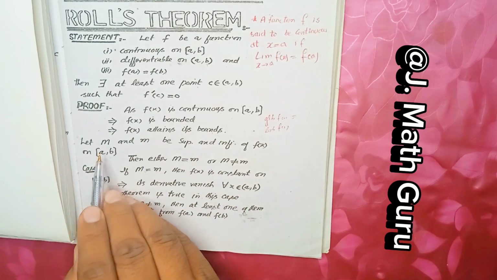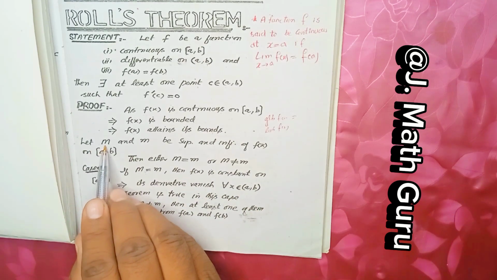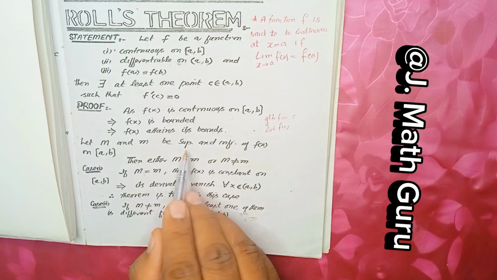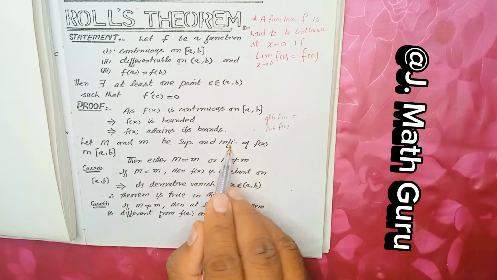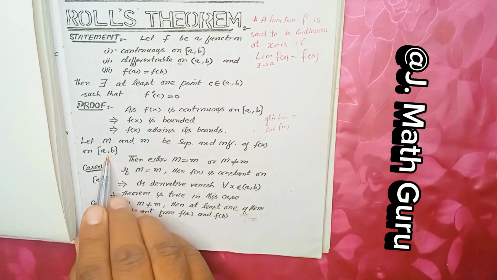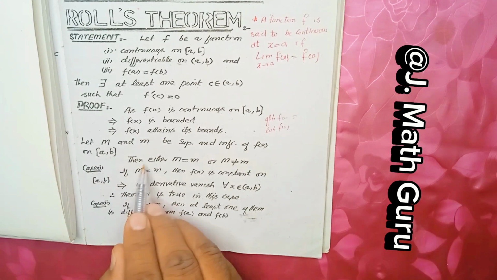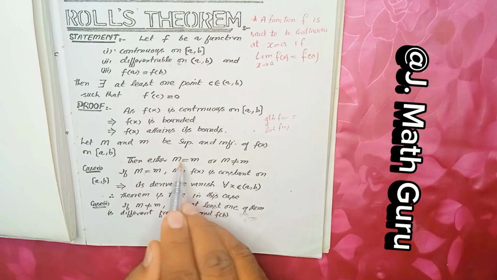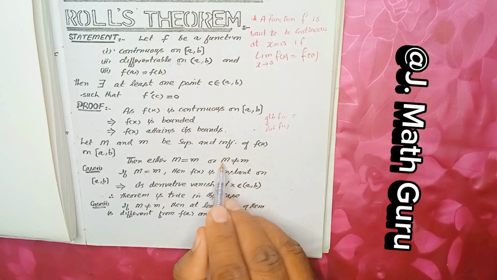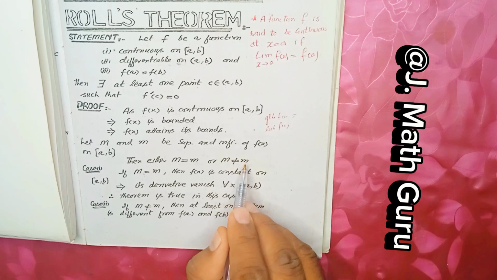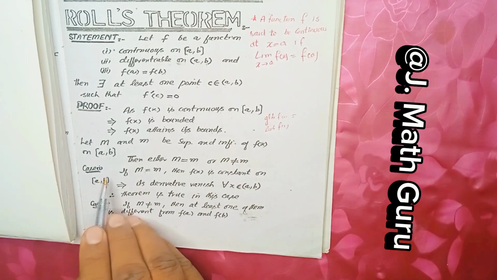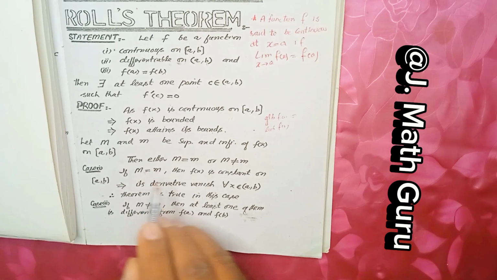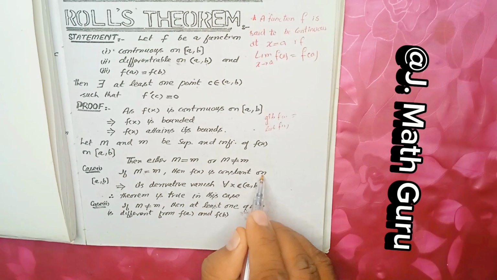It means there exist capital M and small m. Also, as we discussed in the previous lecture, they are called the supremum and infimum of the function on this interval. Either the supremum and infimum are equal, or the supremum and infimum are not equal. Case 1: if the supremum and infimum are equal, then f(x) is a constant function.